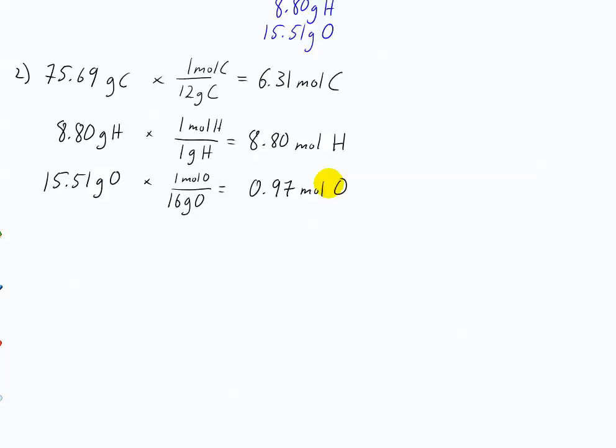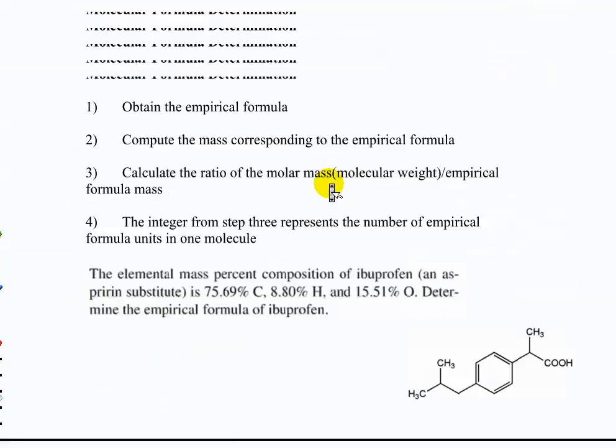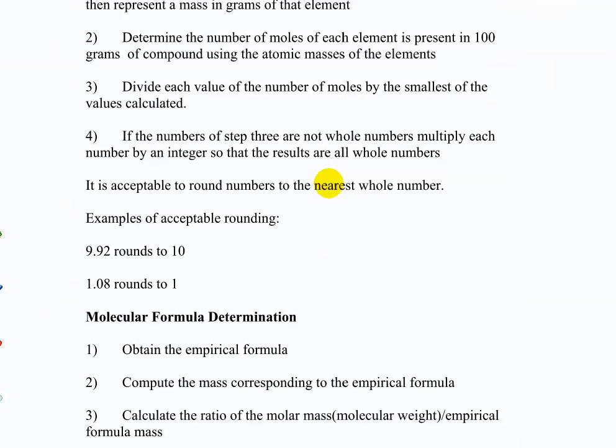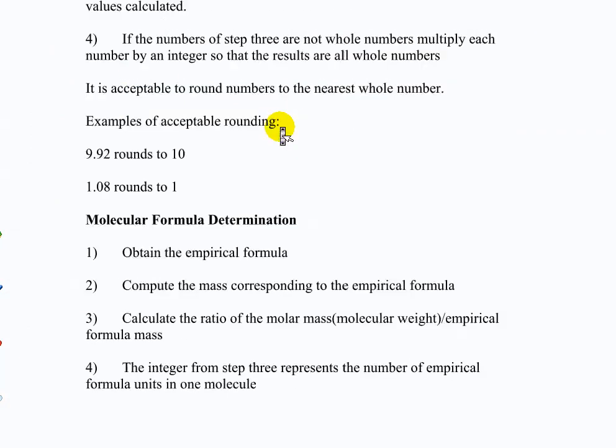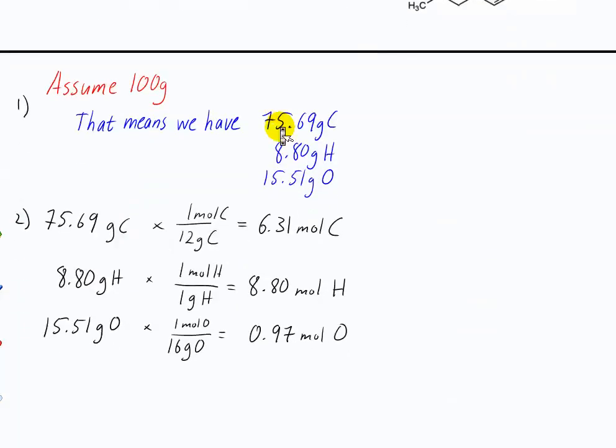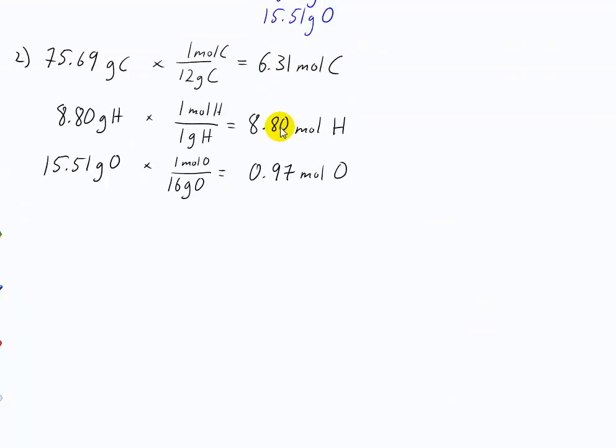You don't round yet, actually. What we need to do is find a ratio. Remember, the empirical formula is a ratio of atom to atom to atom. So it's how much carbon to how much hydrogen to how much oxygen. And we now have numbers that tell us that based on moles. So what we need to do is step three, which is divide everything by the smallest number. Divide each value by the smallest of the values calculated. That'll give us a base of 1. So the smallest number here is 0.97, right?